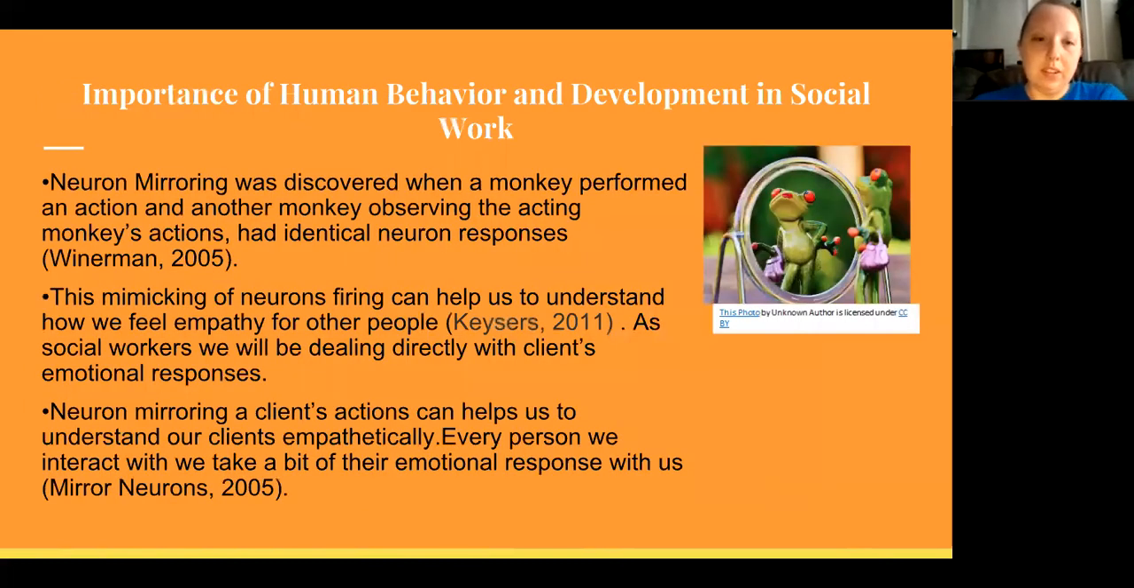This also brings us to another aspect that's pretty new in neuroscience, which is neuron mirroring. And this gives us a little bit of insight into empathy. Neuron mirroring was discovered when a monkey performed an action and another monkey observing the acting monkey's actions had identical neuron responses. Essentially, if I watched someone eat a pizza, I had the same neuron response as them eating the pizza. This mimicking of neurons firing can help us understand how we feel empathy for other people.